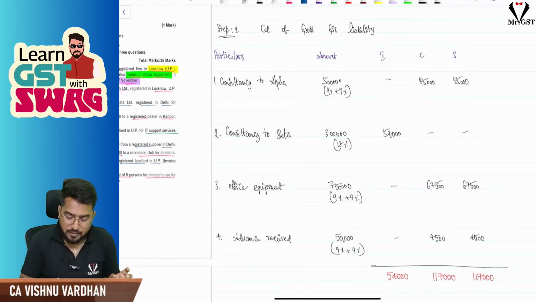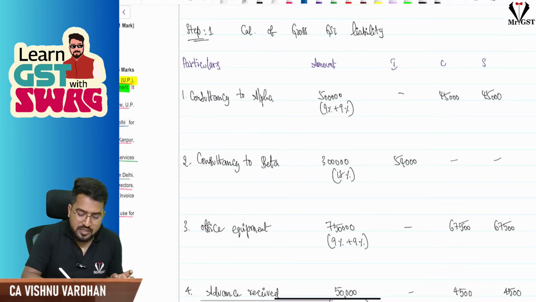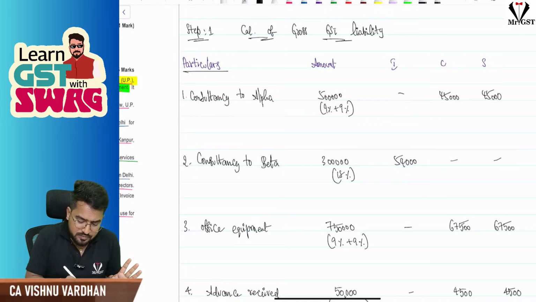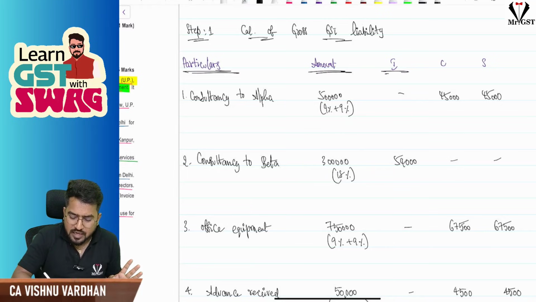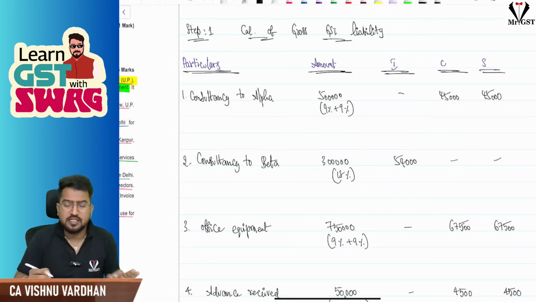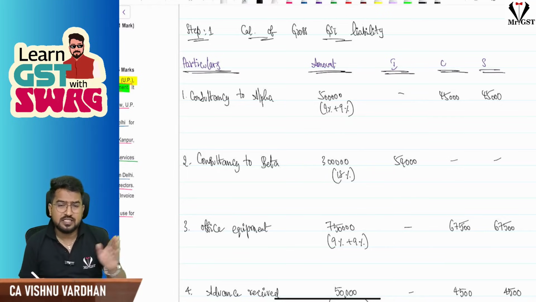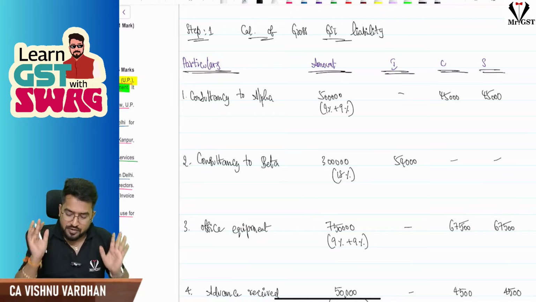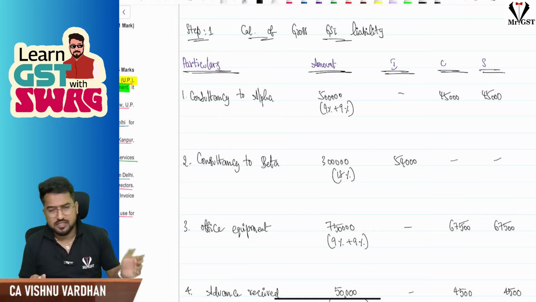In step 1, see, here it is not just about the answer, but also about the presentation. Please be careful here. Sir, when you take step 1, we have to calculate the gross GST liability. Always have this table: particulars, amount, IGST, CGST, SGST. Generally, institutes follow the CGST, SGST, IGST format, but I follow IGST, CGST, SGST because our first target is to make the IGST ITC balance 0. For that convenience, I'll follow this format for both sales and purchases.